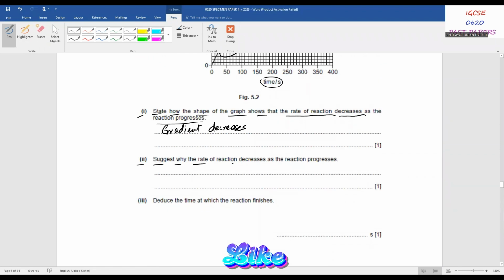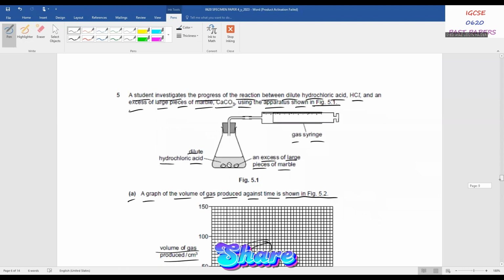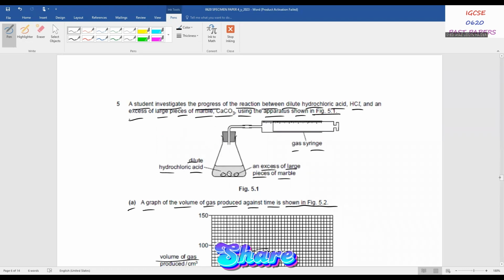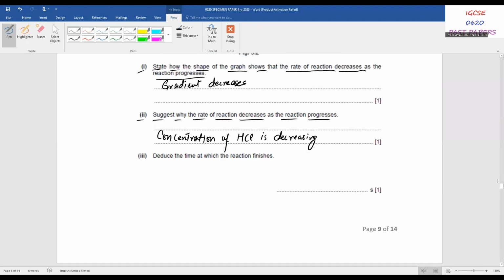Suggest why the rate of reaction decreases as the reaction progresses. It's very simple. Concentration of HCl is decreasing. Because if you look at the question, CaCO3, which is marble, it is in excess. So HCl is the limiting. So the gas produced will be depending on the limiting reactant here. So that's why concentration of HCl is decreasing.